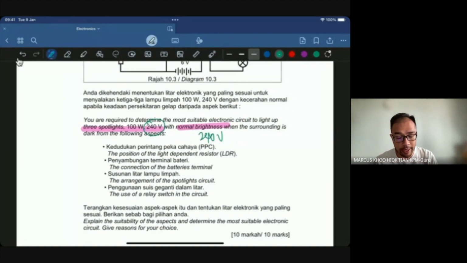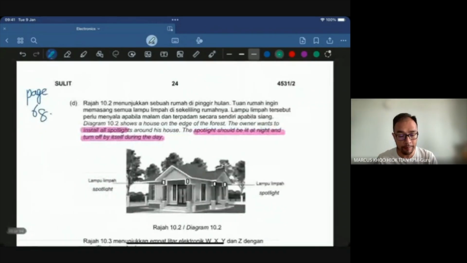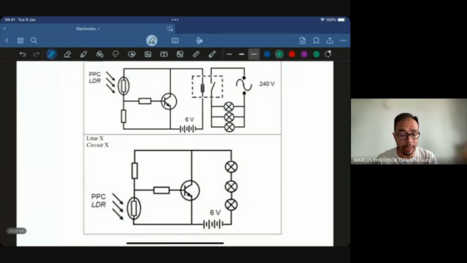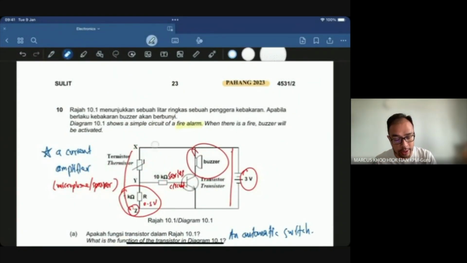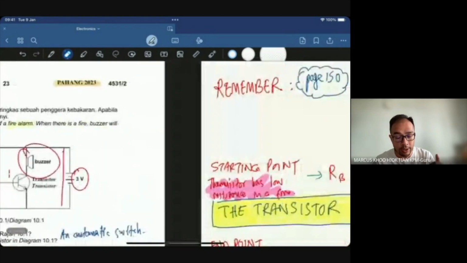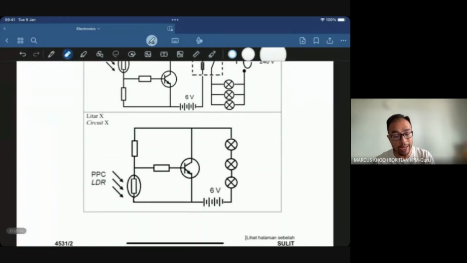Okay, position of the LDR, connection of the batteries terminal, arrangement of the spotlight circuit, use of a relay switch. Okay, so let's begin. Position of the LDR. This one has to be remembered, but remember that the thermistor and LDR are opposite. In our previous question just now, the thermistor was on top. So the LDR has to be at the bottom.